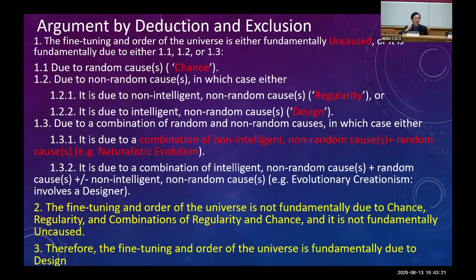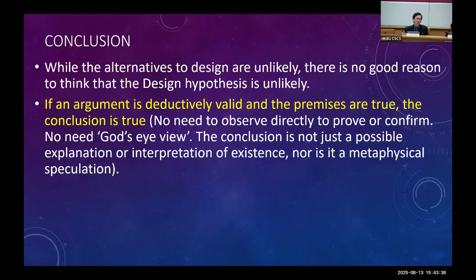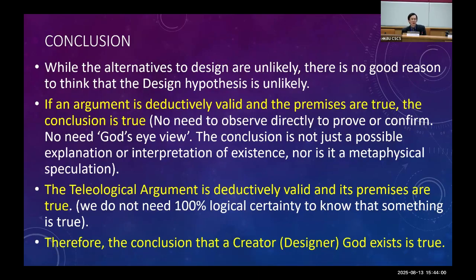In conclusion, I have already shown how the conclusion of a designer follows from the premises of my argument by deduction. We can conclude that the alternatives to design are unlikely, as already shown. There's no good reason to think that the design hypothesis is unlikely, and the presence of imperfection doesn't mean that design is unlikely. If an argument is deductively valid and the premises are true, the conclusion is true. I have shown that the teleological argument is deductively valid, and I have also shown that the premises are true. To show that the premises are true, we do not need 100% certainty. We already have an extremely, overwhelmingly high probability that the premises are true, and therefore the conclusion follows: a designer, God, exists. Thank you.